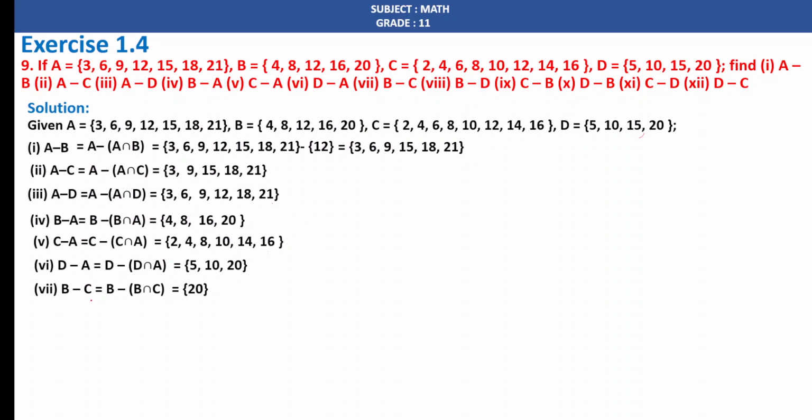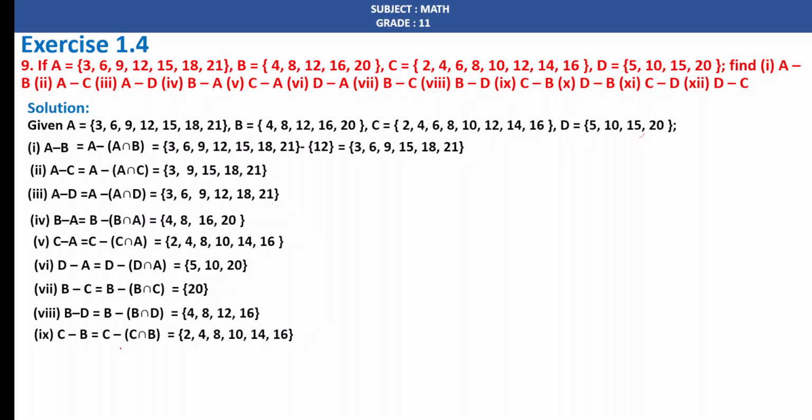Seventh one, B minus C is equal to B minus B intersection C. The value here we are going to get is 20. Eighth one, B minus D means B minus B intersection D. 4, 8, 12, 16. Ninth one, C minus B is equal to C minus C intersection B. That is 2, 4, 8, 10, 14, 16.